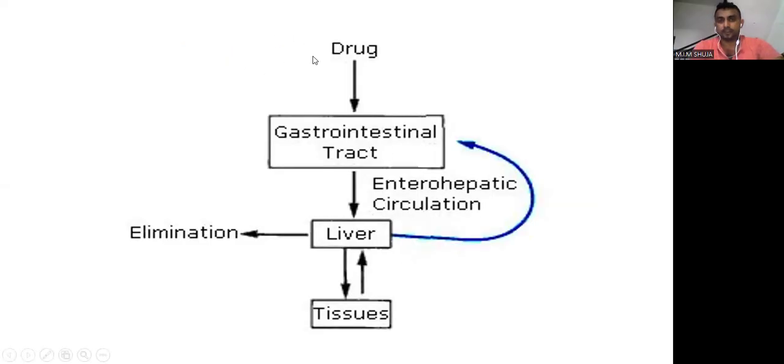So you give a drug, it goes to the gastrointestinal tract, and via the portal system it goes to the liver. Some of it, via enterohepatic circulation, again gets into the liver. From the liver it goes to the GI tract, and again from the liver it goes to the tissues. So the enterohepatic circulation is adding more doses.